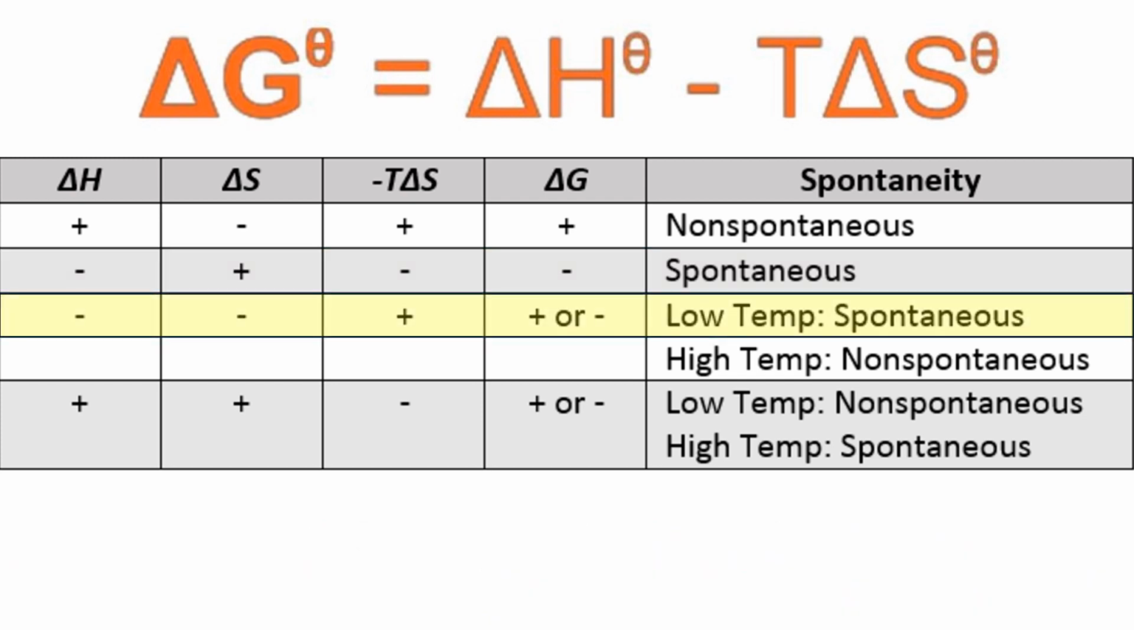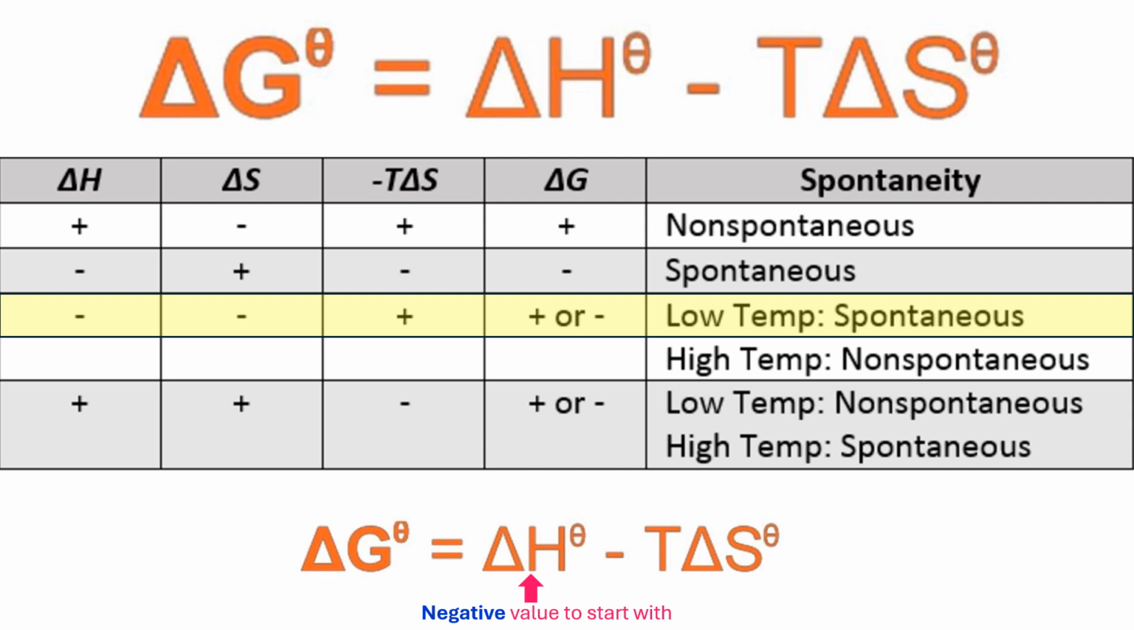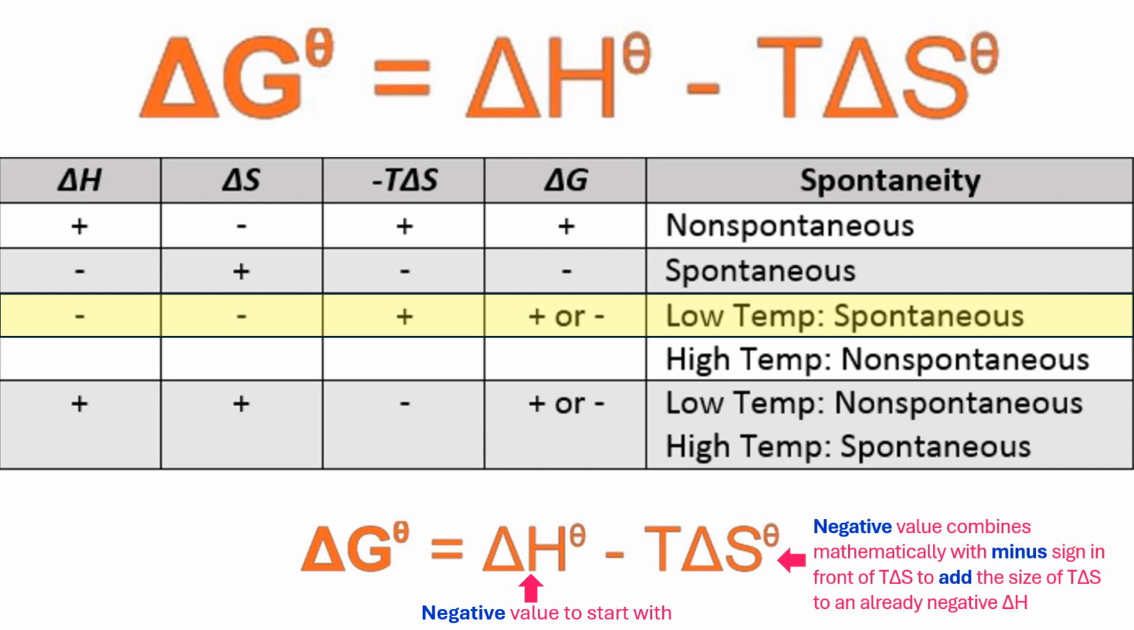Moving to the next scenario. With that combination at low temperature first, you have a negative value to start with for delta H. A negative value of delta S combines mathematically with a minus sign in front of T delta S to add the size of T delta S to an already negative delta H.